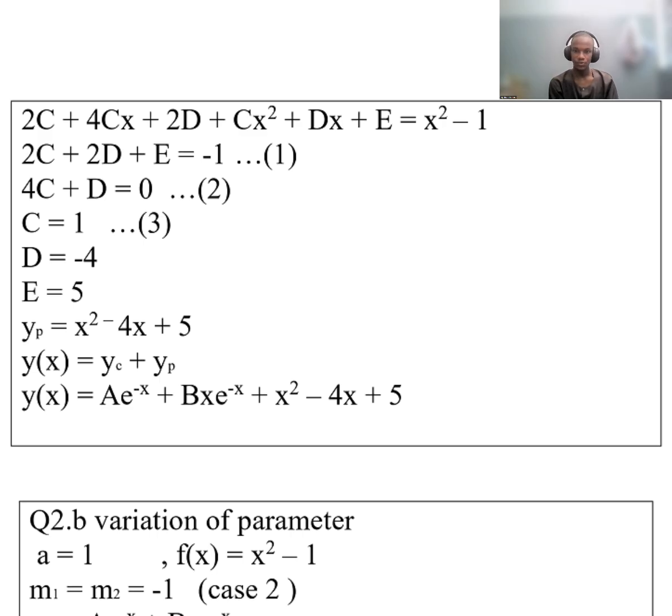Solving, c equals 1, d equals negative 4, and e equals 5. Therefore, yp equals x squared minus 4x plus 5. The general solution is y equals a times e to the negative x plus b times x times e to the negative x plus x squared minus 4x plus 5.